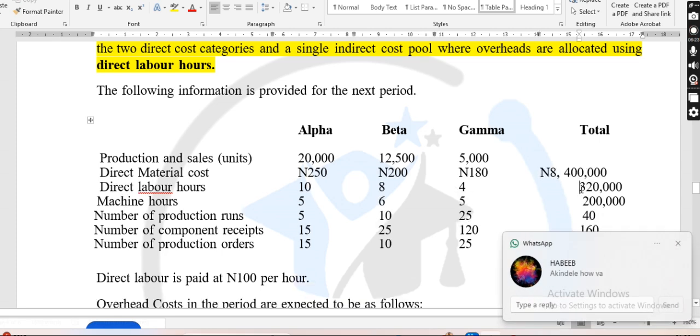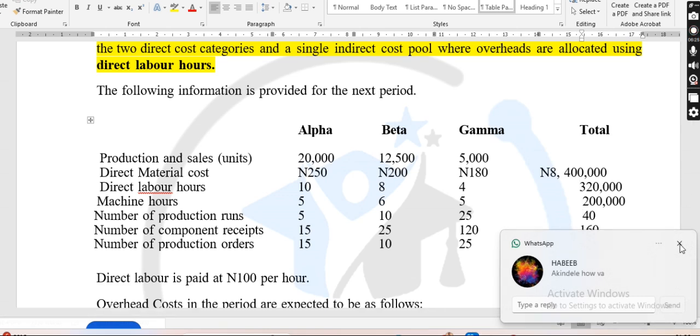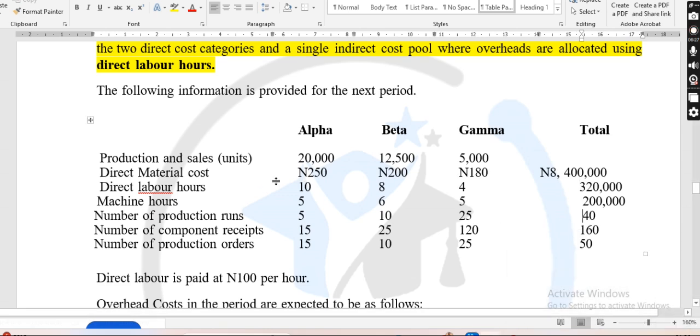You can see that the total is given to you in the question. Now, if this is established, you can see the production and sales, and the direct materials, which is the unit cost of the direct materials.